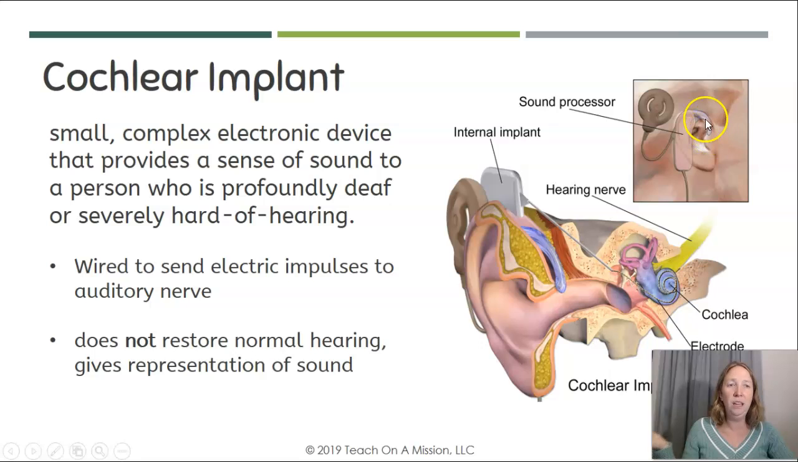And then I believe it requires a surgical procedure to put a wire into your auditory nerve. So it's wired to send electric impulses into the auditory nerve, and it does not restore normal hearing, but it does give a representation of sound. My understanding is that this is typically done for someone who is completely deaf, and not just someone who has acquired hearing loss over time. So besides a few other demonstrations and some videos that I'm going to save for us to see in class, that wraps it up for our hearing lecture.